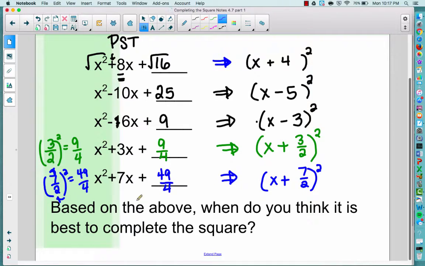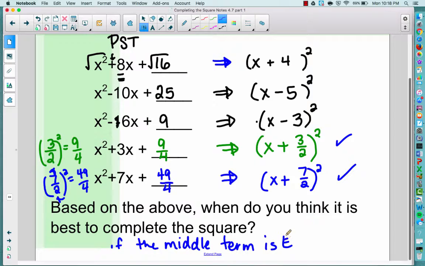All right, so based on the above, when do you think it is best to complete the square? Well, I'm hoping you're saying these were not fun to do. And so usually we're really only going to want to complete the square if the middle term is even. Otherwise, you're going to go to a different method.